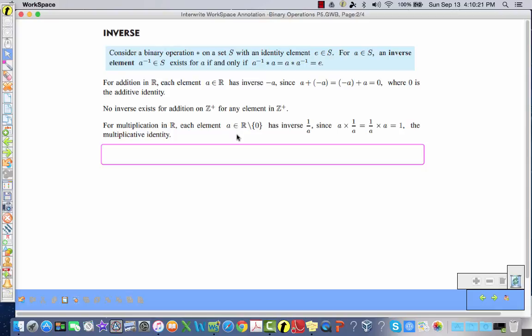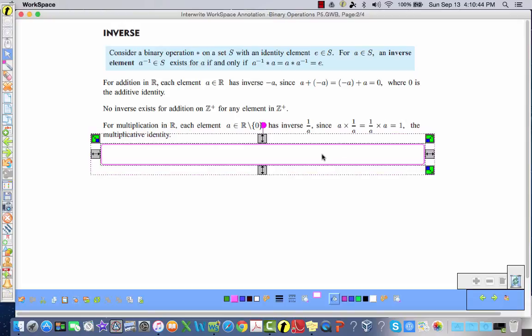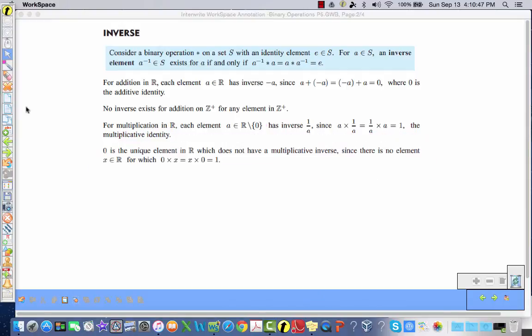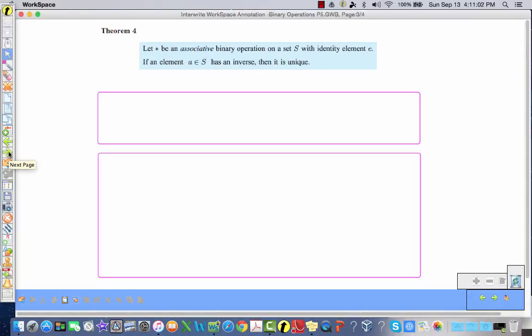For multiplication, for A, an element of the real numbers, A not equal to 0, it has inverse 1 over A, since when we multiply that, we get 1, which is the multiplicative identity. Okay, so you see how we take the element and then we multiply by its inverse and we get the identity element for that set. That's all that we're going to be doing with binary operations. 0 is a unique element in the real system which does not have a multiplicative inverse, and that's only because we can't have 0 in the denominator of a fraction. That would indicate division by 0, which we all know is impossible.